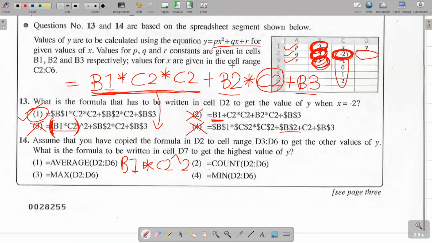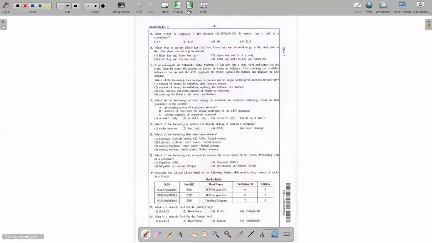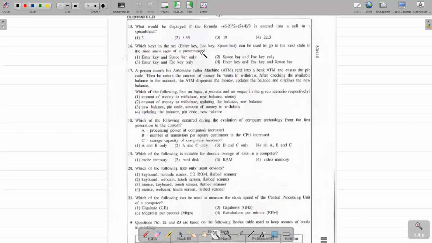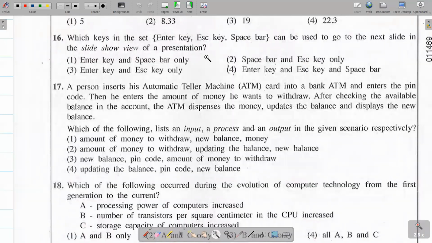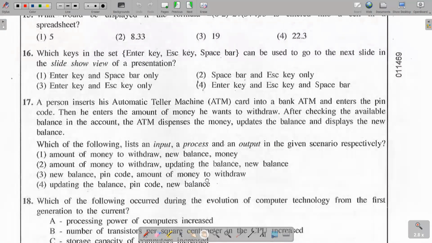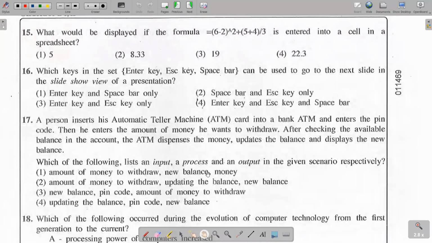Right. Moving forward. So 15th. All right, 15th says what would be the display if the formula 6 minus 2 to the power 2 plus 5 plus 4 within brackets divided by 3 is entered in the cell in the spreadsheet.